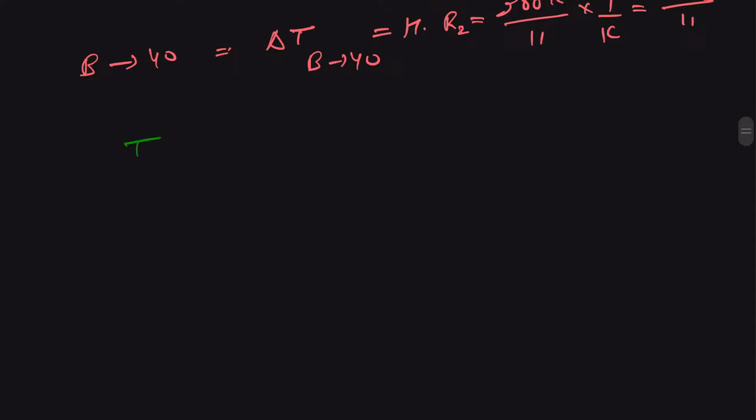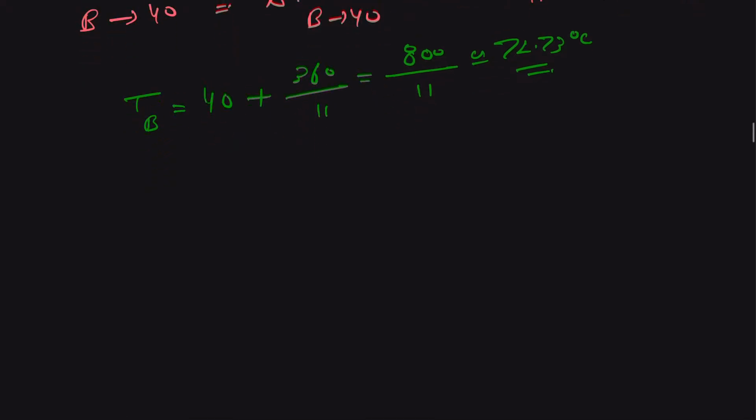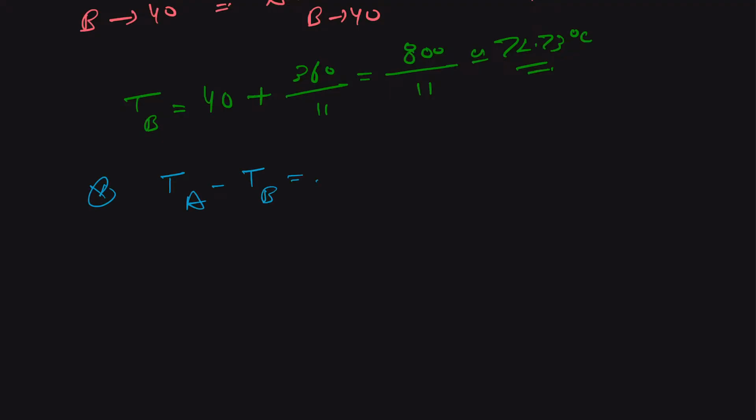Therefore, temperature at B will be equal to 40 plus 360 upon 11, which is approximately 72.73 degree centigrade. Okay. So now we come to our temperature difference. That is our TA minus TB, which will be approximately 16.36 degree centigrade.